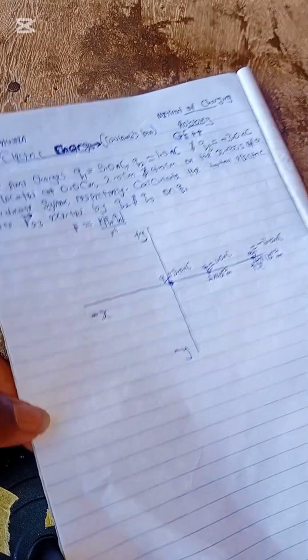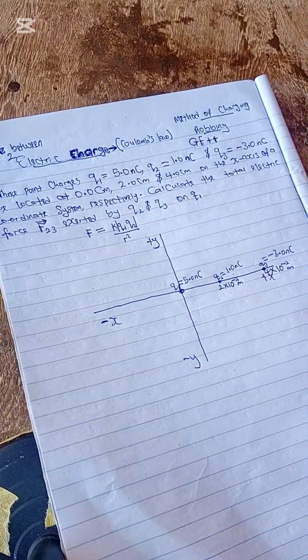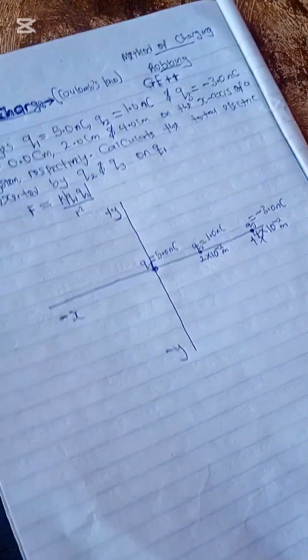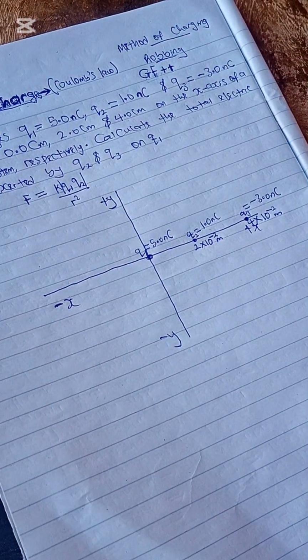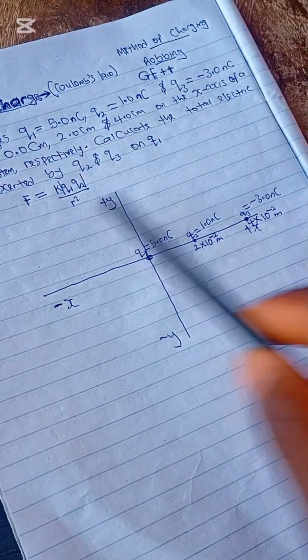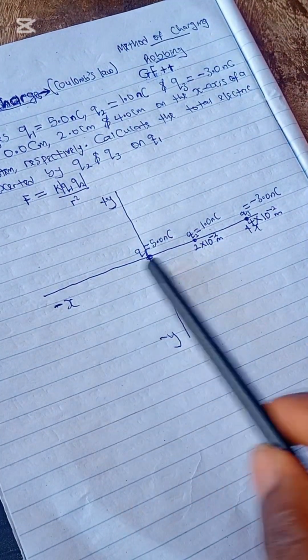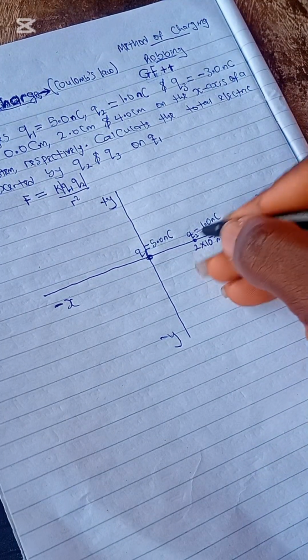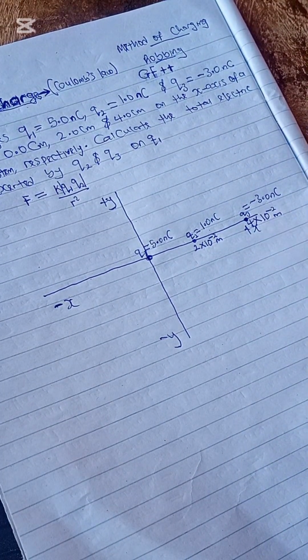Are we together? So what are we doing next? So now let's move. All those charges are on the x-axis. That's why I do not include the y-axis. All the three: Q1 at point 0, Q2 at this point, then Q3 at this particular point.